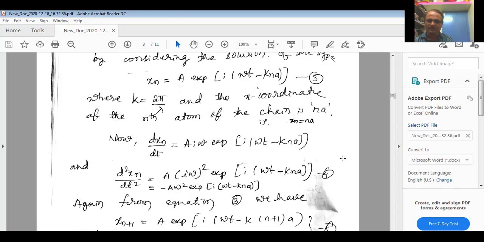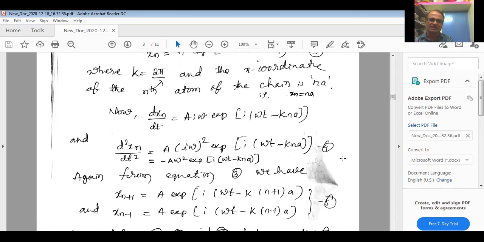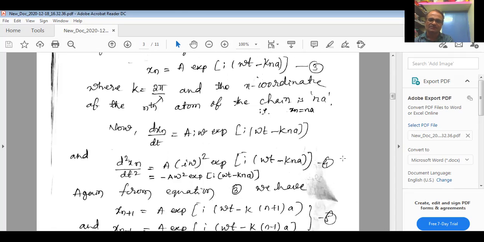Okay, so next, now you differentiate equation 3. Differentiate equation 3 once, it becomes dx by dt is equal to a into i omega exponential of i into omega t minus kna. This is the differentiation of equation 3. It is of the form e raised to ax. Differentiation of e raised to ax is a into e raised to ax, that form.